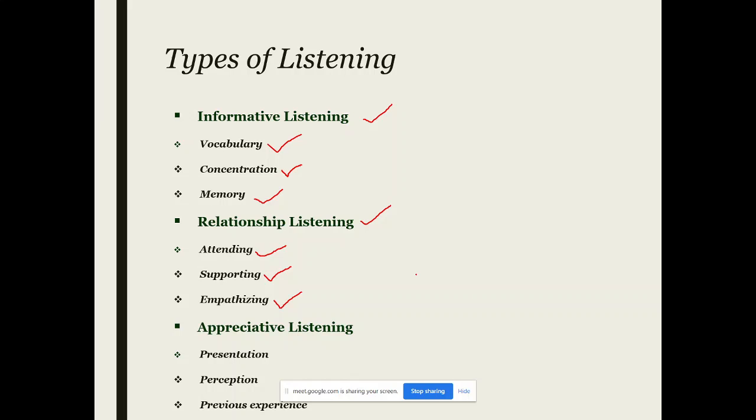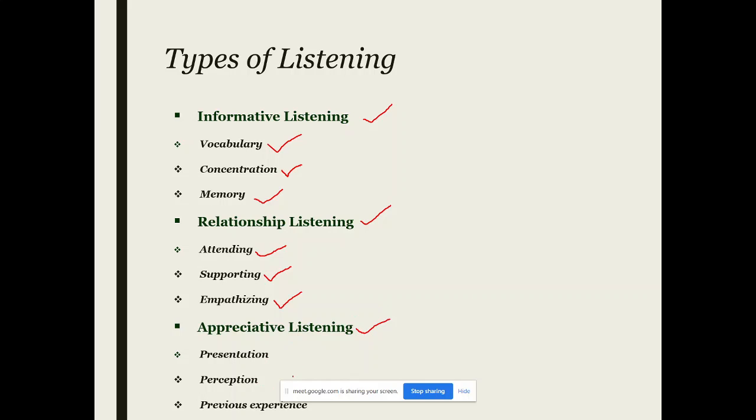There is something called appreciative listening as well. Let us say, for example, you go to musical concerts. What do you do by going to a musical concert? You actually appreciate the singing and the music of the musicians as well as the singers. So when we appreciate, or praise, or try to evaluate them, that is called appreciative listening.